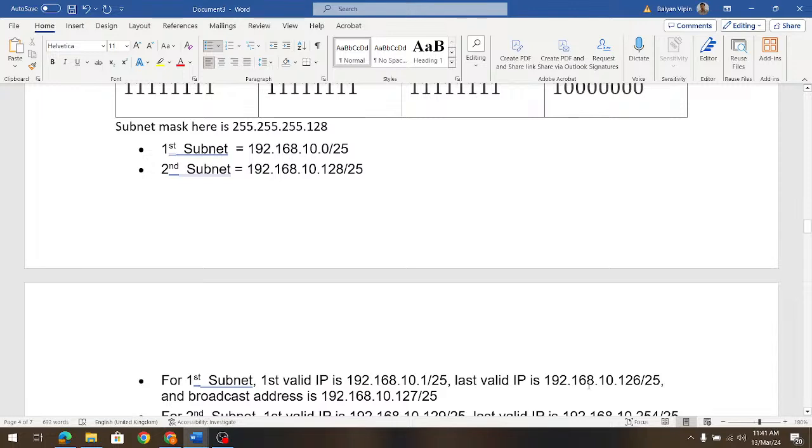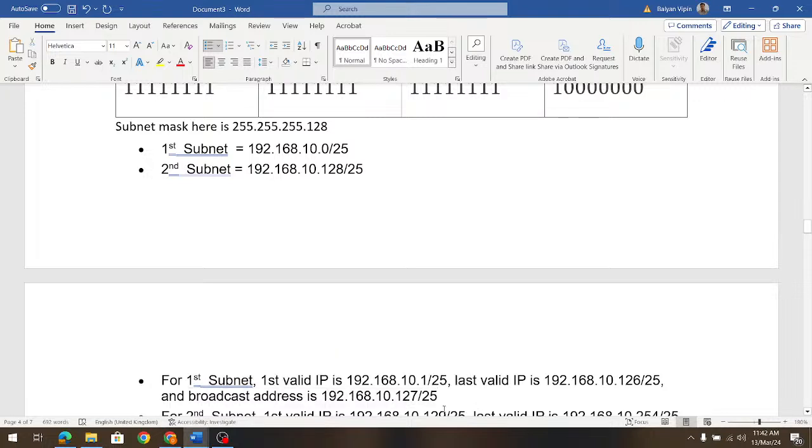The last valid IP, meaning the possible host addresses, is 126, and the broadcast address is 127. So the total is 128: 0, then 1 to 126. Total usable are 127, and the last one we use for broadcast.